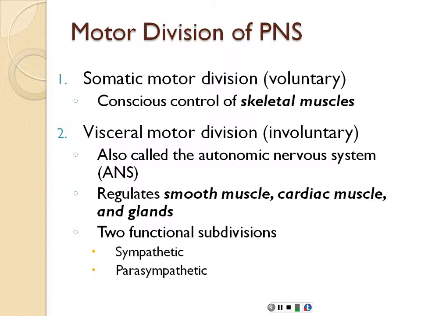Okay, and there are how many types of muscle tissue? Three. Skeletal, cardiac, and smooth muscle. Those three. So all we're doing is telling which of those muscles the signal is going to. The somatic motor division carries a signal to skeletal muscles only. And you can say the somatic motor division is voluntary because skeletal muscles are what? Voluntary. We have control over our skeletal muscles.